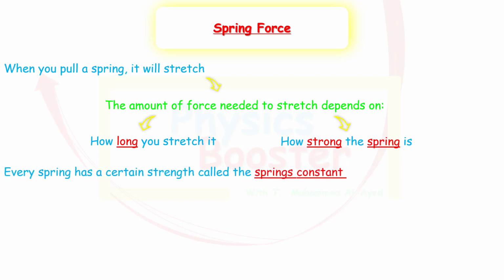Now, every spring has a certain strength called the spring's constant. Now the spring's constant, in other words, is the spring's resistance to deformation. So if, for example, I have two springs, a small weak spring and a spring that is very thick and strong, I can say that this spring has a spring's constant that is higher than this spring because it is harder to pull or deform.